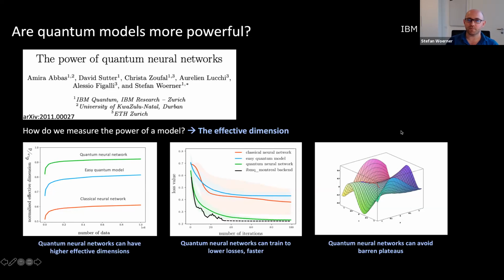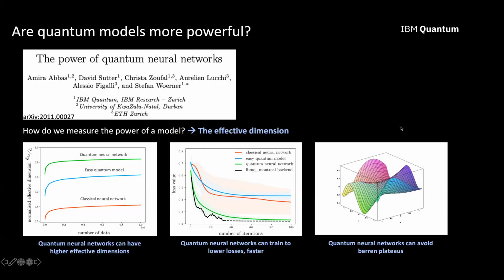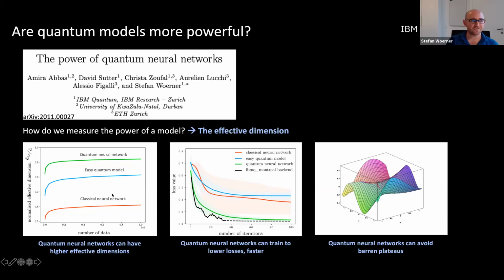robust to this problem. Sorry, Stefan, two participants are just asking, what is the easy quantum model? What does that mean? That's a good question.